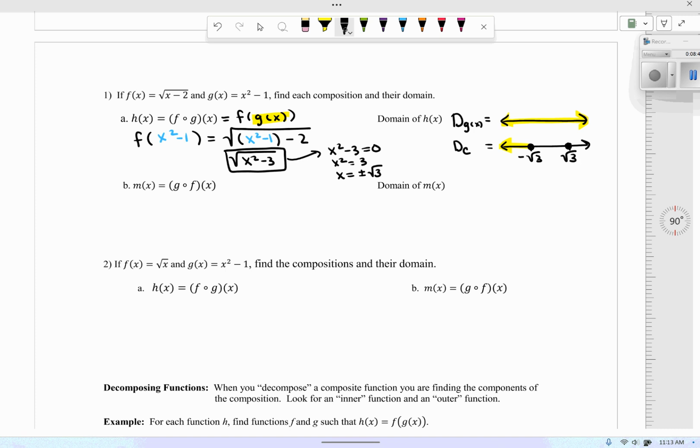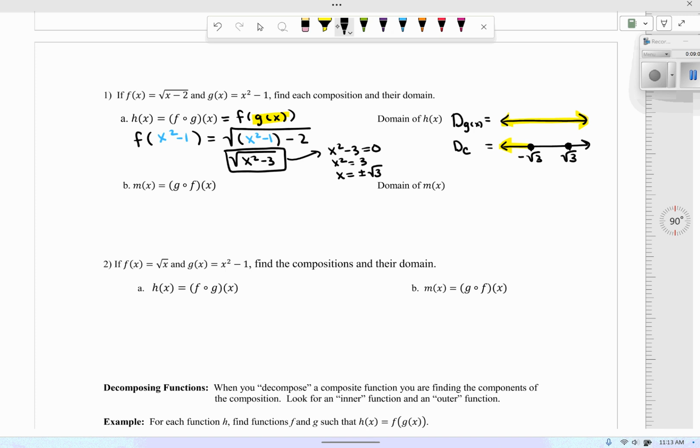So we did a number below negative root 3 already, and in between would be 0 still. So above root 3, again, we could do any number above root 3. So let's do 3. So if I plug in 3, 3 squared is 9.